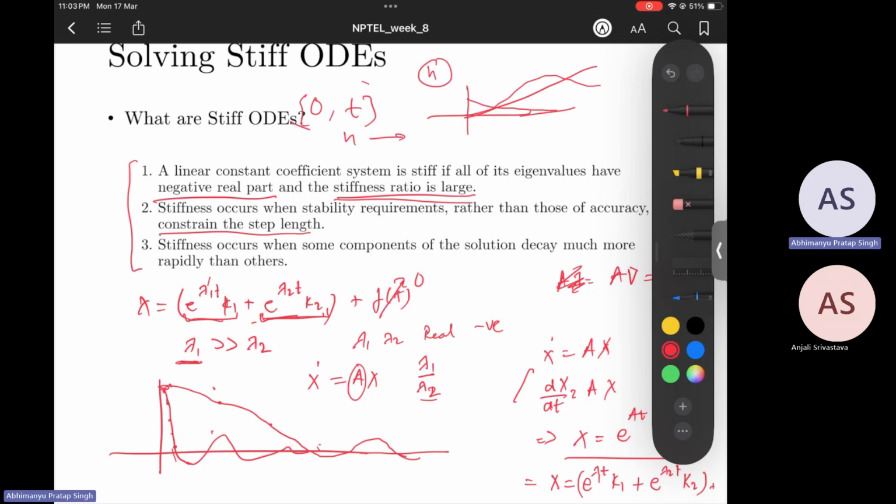Okay. And the third one is that stiffness occurs when some components of the solution decay much more rapidly than others. So basically, this is the same as the first condition, but sometimes we don't even have to calculate the eigenvalues. We can simply solve the system for some small amount of time, and we can see that one of the time series is very rapidly decaying as compared to the other time series. So probably we need to use some other ODE solver rather than ODE45.